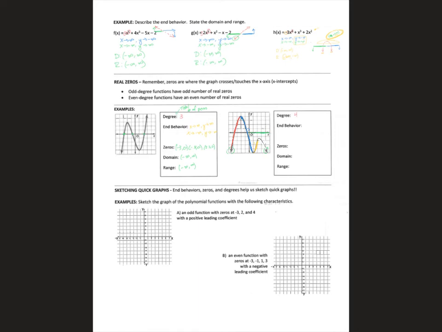As far as end behavior goes, as x moves towards positive infinity, my y value is going down. So that's as x approaches positive infinity, y is approaching negative infinity. On the other side, as x is getting smaller and smaller, my y value is going down as well. So as x approaches negative infinity, my y value approaches negative infinity.